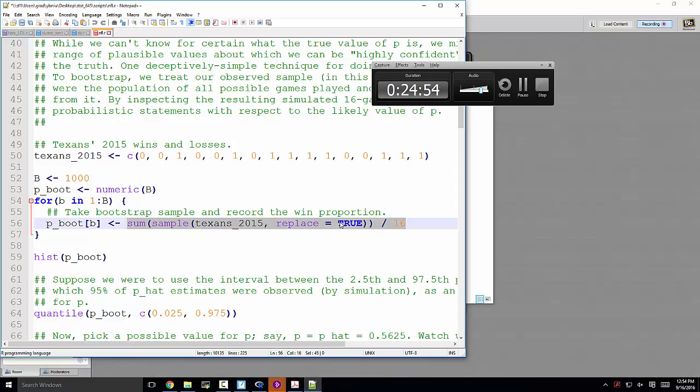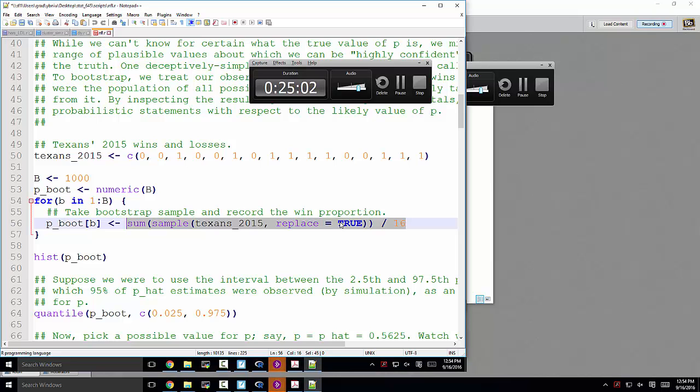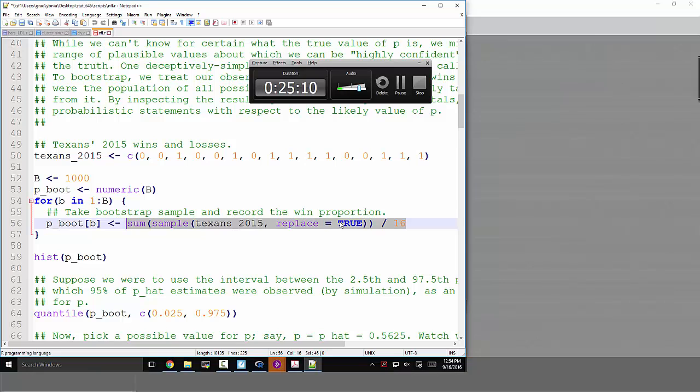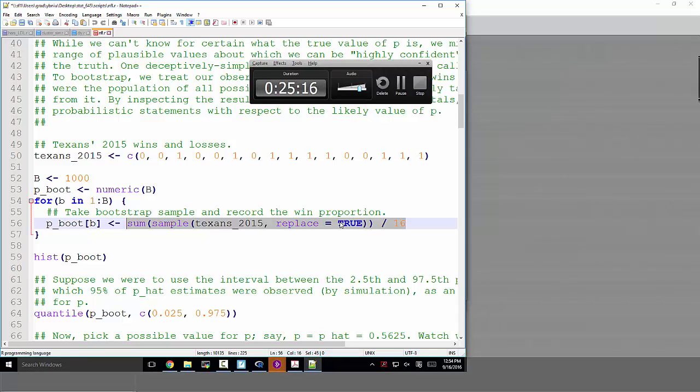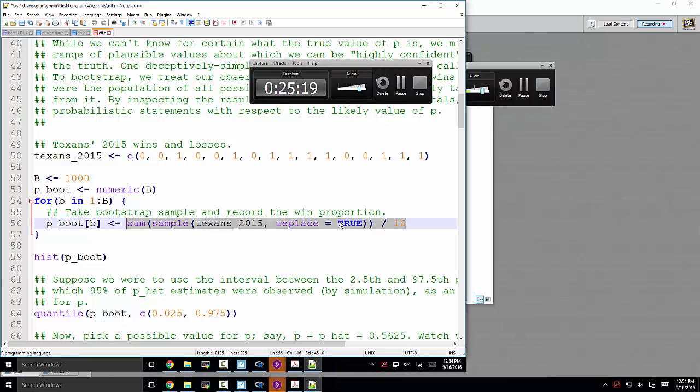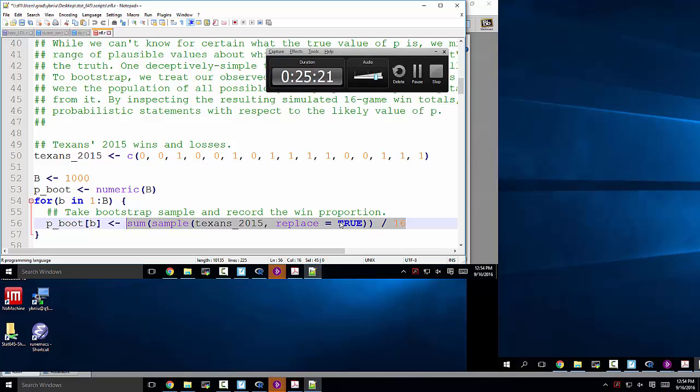What should we choose capital B to be? There's no perfect answer. 1,000. I think it's probably fair to say a few thousand is a good idea generally. There's not an exact answer to how many you should do.